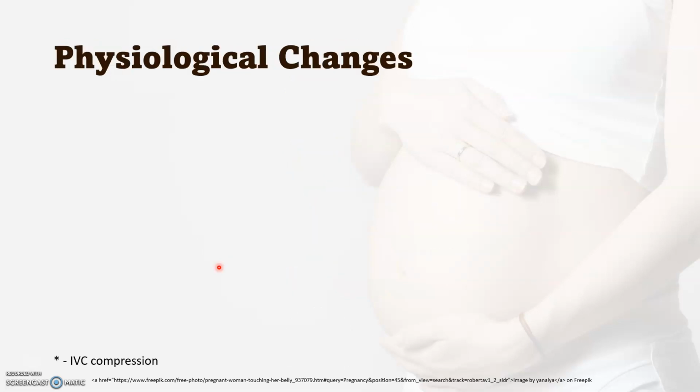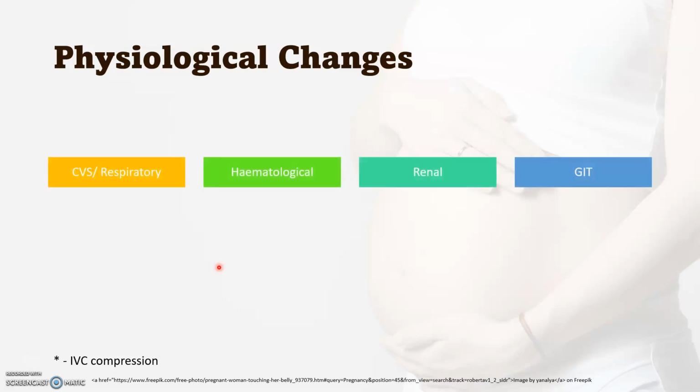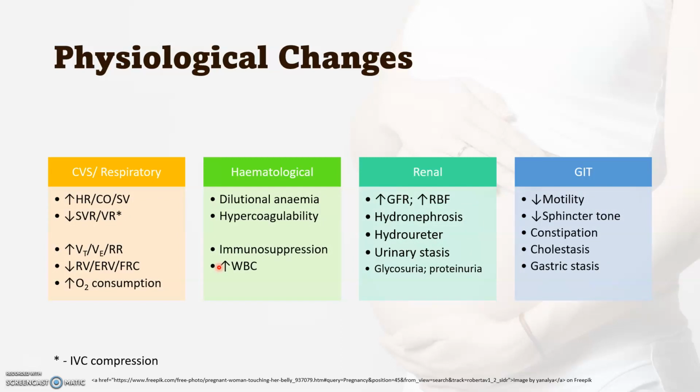So what physiological changes might occur? Well, we're going to look at each of these systems, and again you might want to pause the video and just make some notes of what you know might happen in pregnancy in the cardiovascular, respiratory, hematological, renal and gastrointestinal systems. And here are some of the changes.